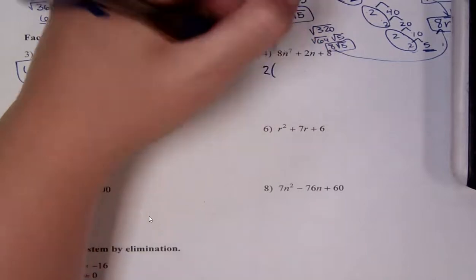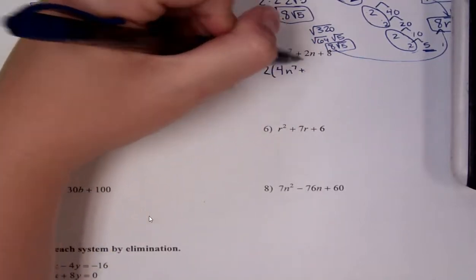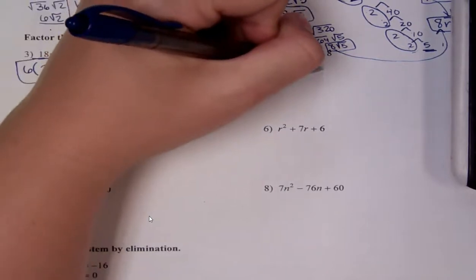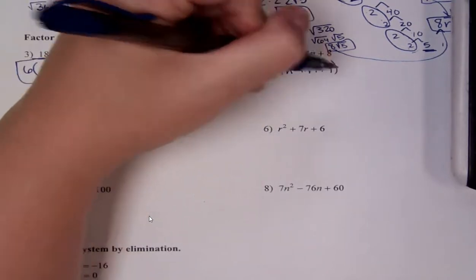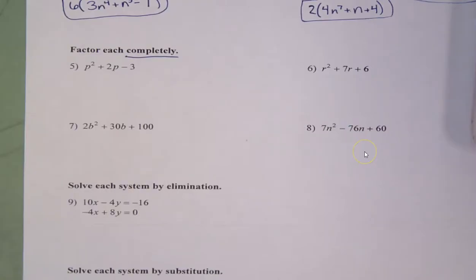So 2 is what you're going to take out. 8 divided by 2 is 4. 2 divided by 2 is 1. And 8 divided by 2 is 4. And that's all you're doing for this. All right, we have what we need, and we can move on.